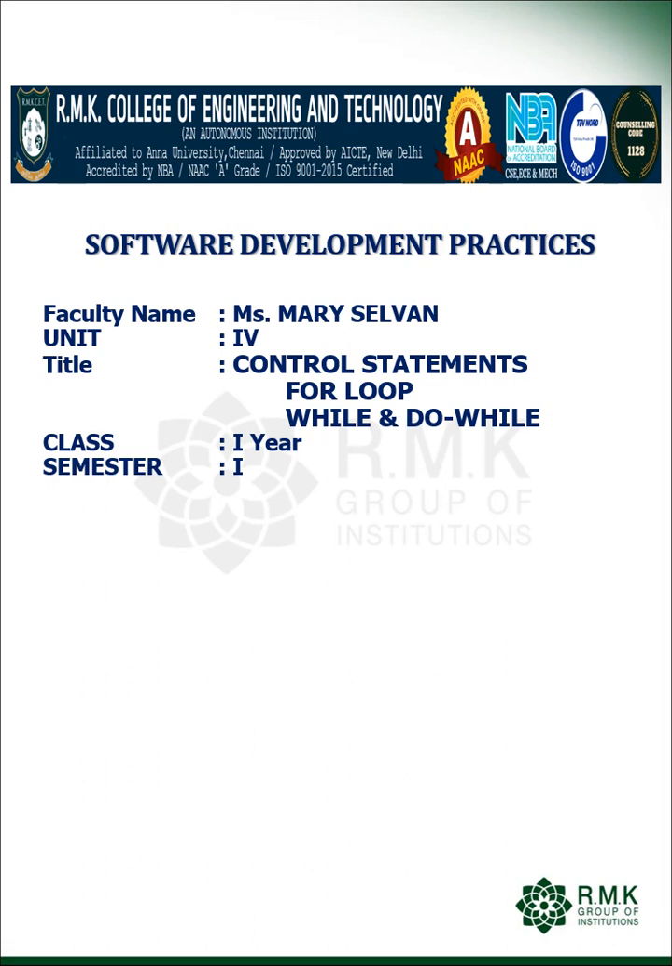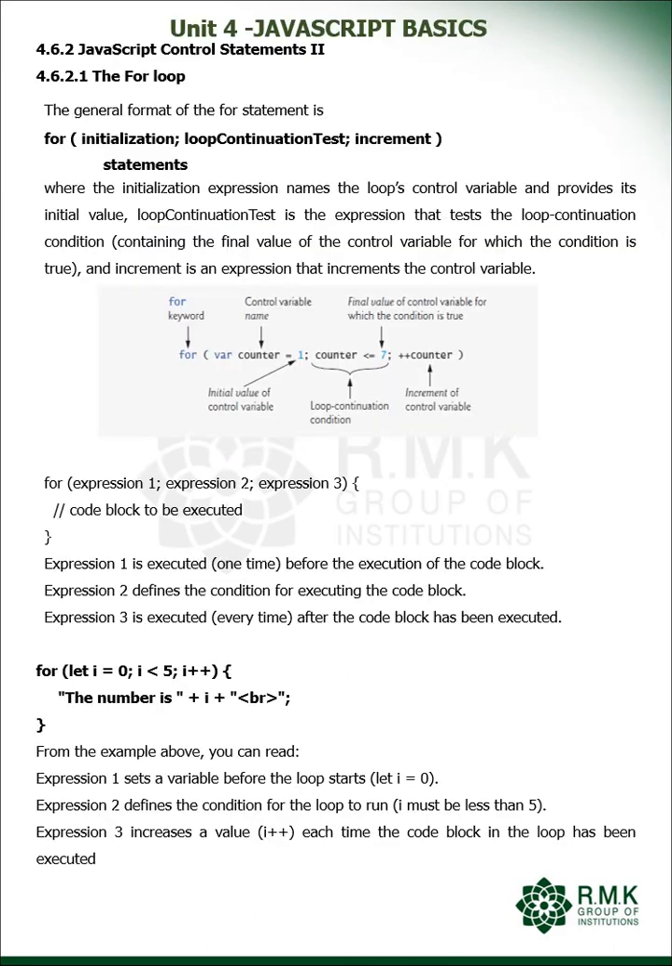In this video, we are going to see about the for loop, while, and do while statements in JavaScript from our software development practices. The for loop statement, the general format is: initialization, the loop continuation test, and the increment, after which the statements will be executed. As you all have learned in C and C++ programming, the same statement is used here.